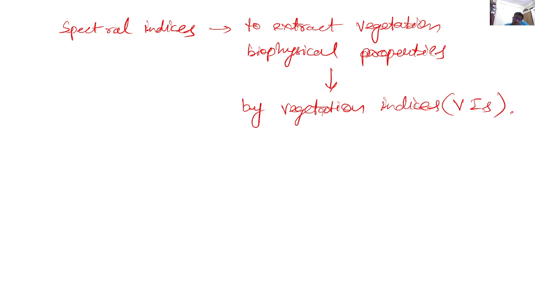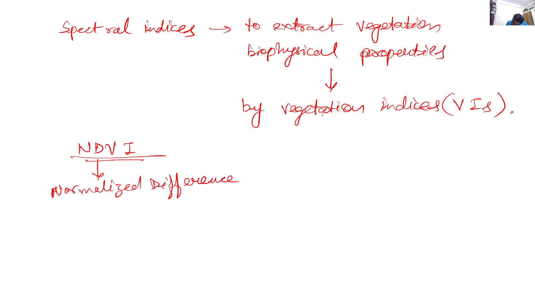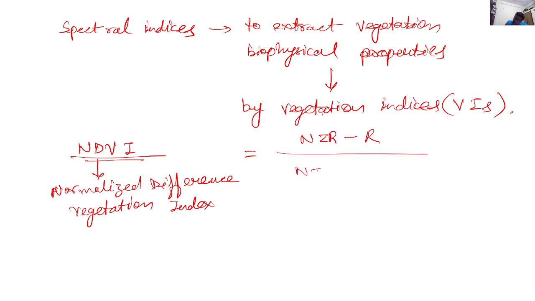One of the very commonly used vegetation indices is NDVI. NDVI, the full form of it is Normalized Difference Vegetation Index. NDVI is the reflectance of the near infrared band minus the red band, divided by the near infrared band plus the red band. That is what NDVI is.